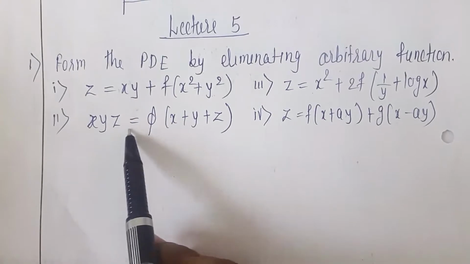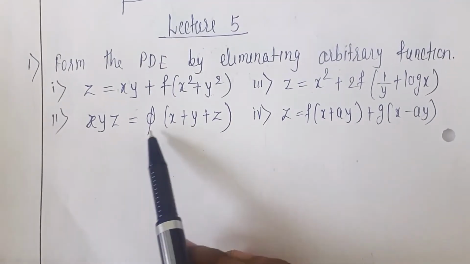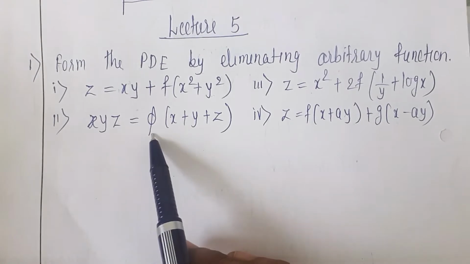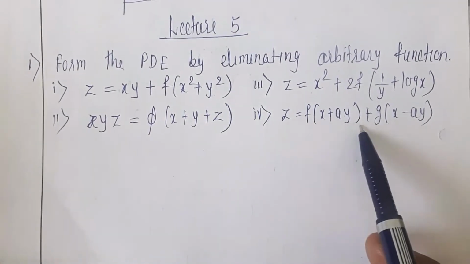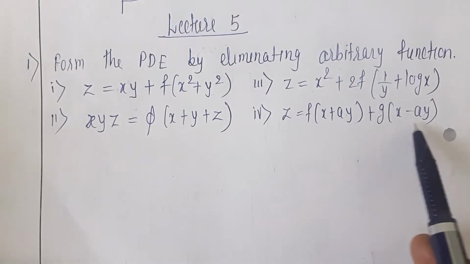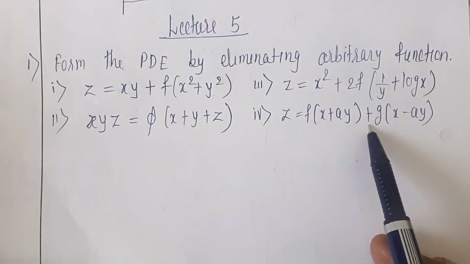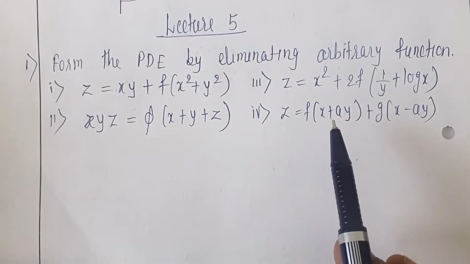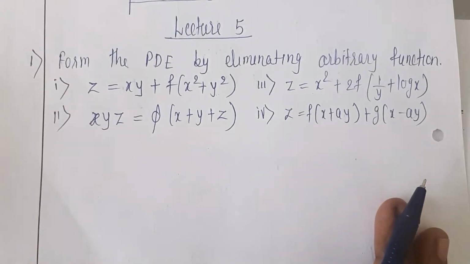Then third is xyz is equal to phi of x plus y plus z. So again phi is an arbitrary function here, so first order PDE. Next, the last example is z is equal to f of x plus ay plus g of x minus ay. So here we have two arbitrary functions f and g. So here we get a PDE of order greater than 1. So we solve one by one.